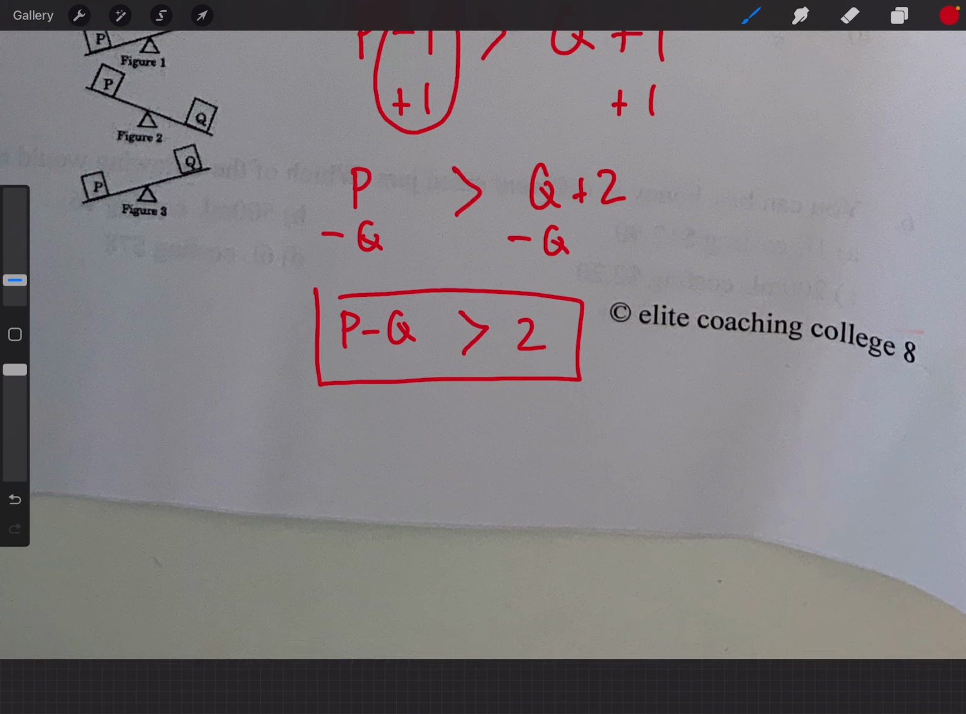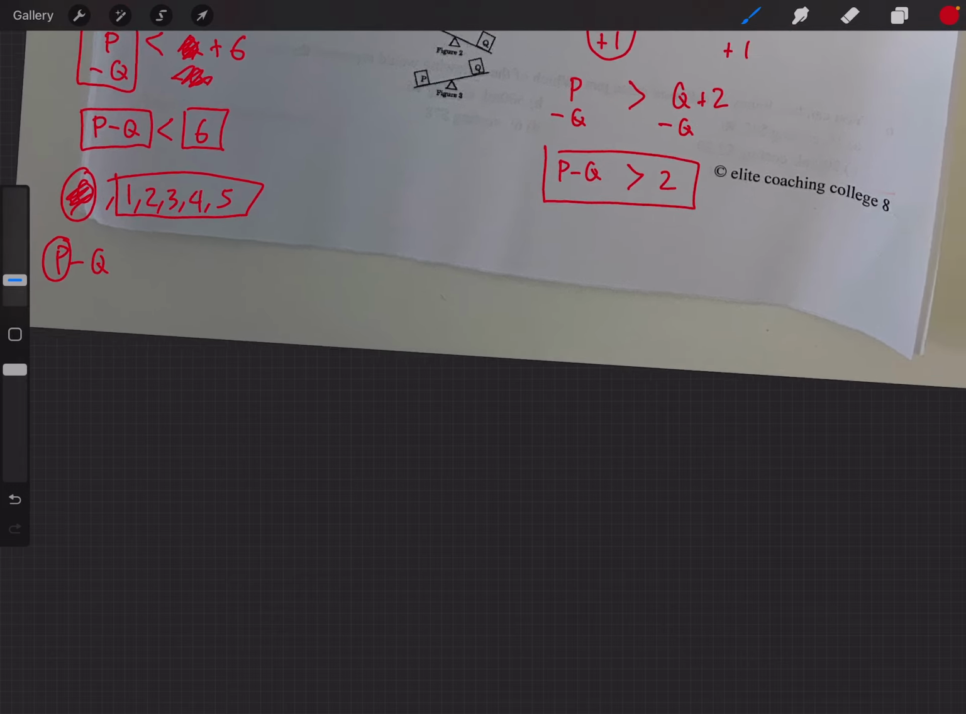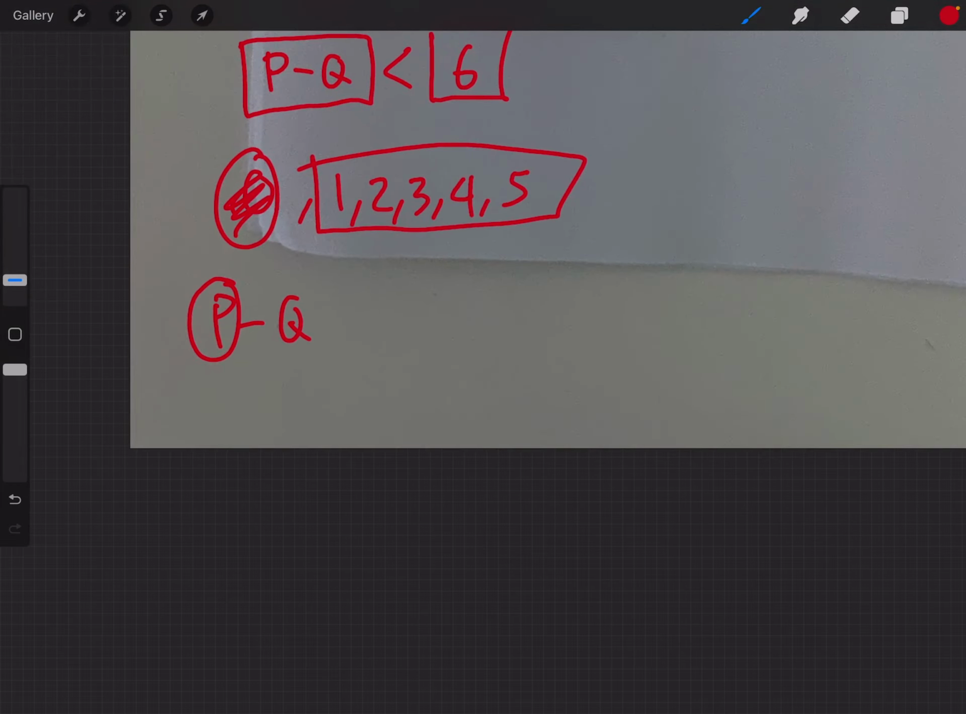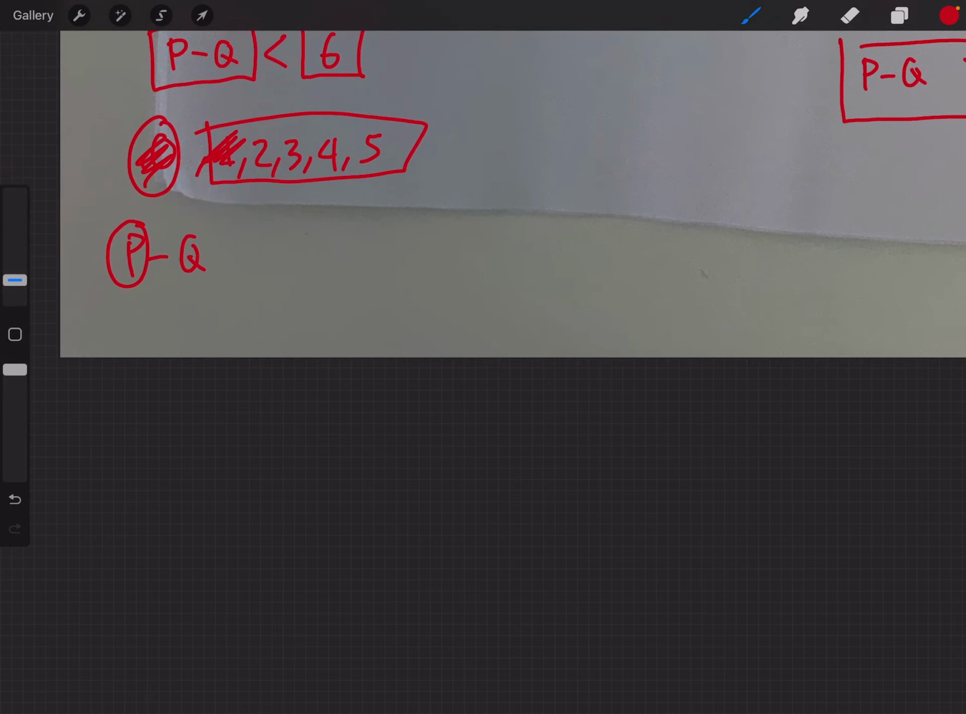There's your second equation. So what that means is that the difference between p and q must be more than 2. So let's look at our original numbers. We've got 1, 2, 3, 4, or 5. It has to be less than 6 but more than 2. So we can't include 1, and we can't include 2 because it has to be more than 2. So it has to only be 3, 4, or 5.